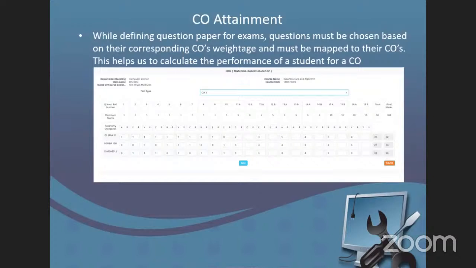Then CO attainment. While framing the question paper, definitely you have to mention the COs at the end of each question. This is very, very essential. When you frame an internal exam question paper or university exam question paper or any assignments in the form of internal metrics, you have to mention the CO which is mapped to that question, at the end of the question.